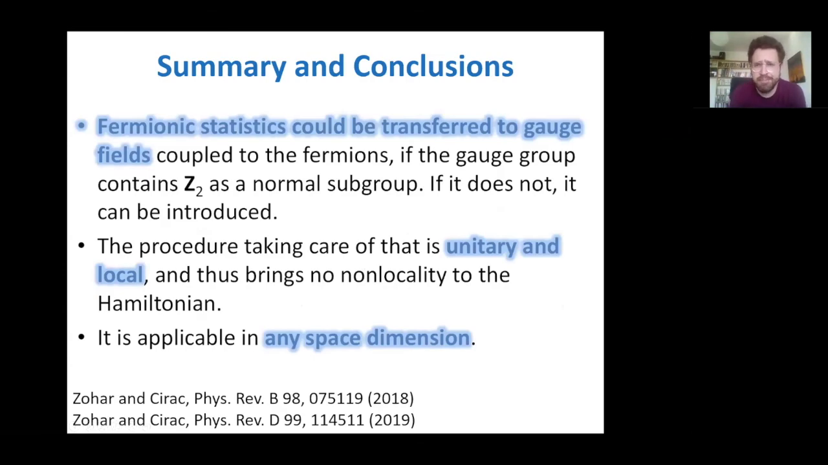So to conclude, what I hopefully showed you today is that the fermionic statistics can be transferred to gauge fields that are coupled to the fermions, either if they existed there to begin with with a Z2 normal subgroup, or even if they didn't have this subgroup, or even if they didn't exist at all, we can just add it artificially and perform the trick. And this trick is unitary, it's local, it gives rise to no non-locality eventually in the Hamiltonian, and it can be done in any space dimension. And this pretty much summarizes the highlights of this transformation that I showed you today. And with that, I think I conclude.